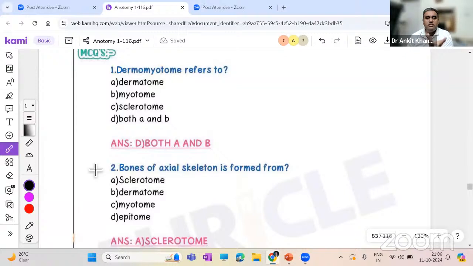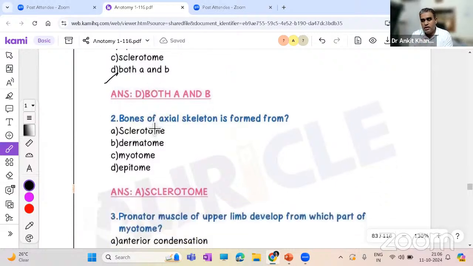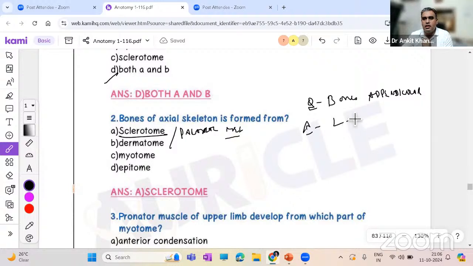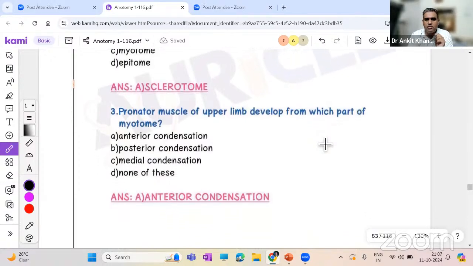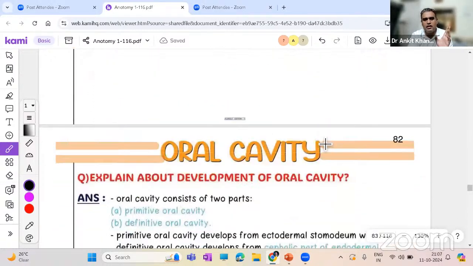Dermomyotome refers to dermatome and myotome. So both A and B, fine. Bones of the axial skeleton are formed from sclerotome. That was coming from the paraxial mesoderm. And next question: bones of the appendicular skeleton are coming from, the answer will be lateral plate mesoderm. Humerus, radius, ulna, hand bones, lower limb bones, femur, tibia, fibula, all that. Okay, pronator muscle of the upper limb from that condensation, no, you'll understand, not that complicated.